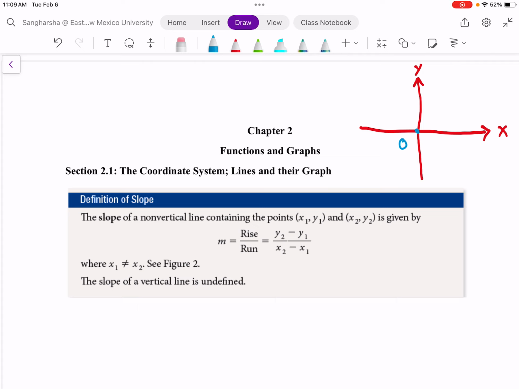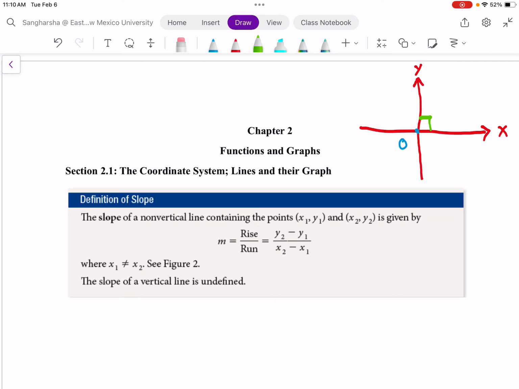Now, what about the angle between these two lines? At what angle do these two lines intersect? 90 degrees, right? If we have a coordinate system, then the horizontal line and vertical line intersect at a point. That point is the origin, and they intersect at 90 degrees. So this angle is always 90 degrees.